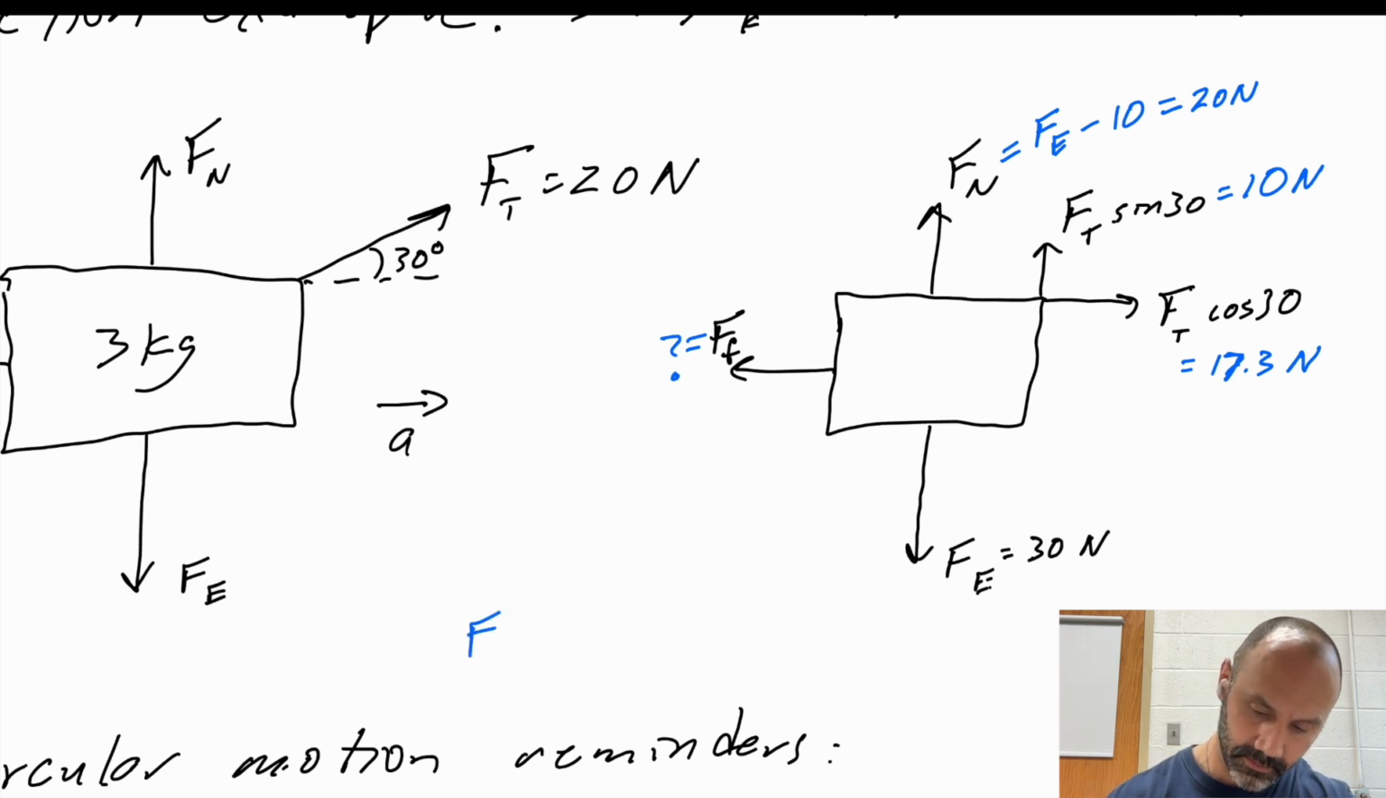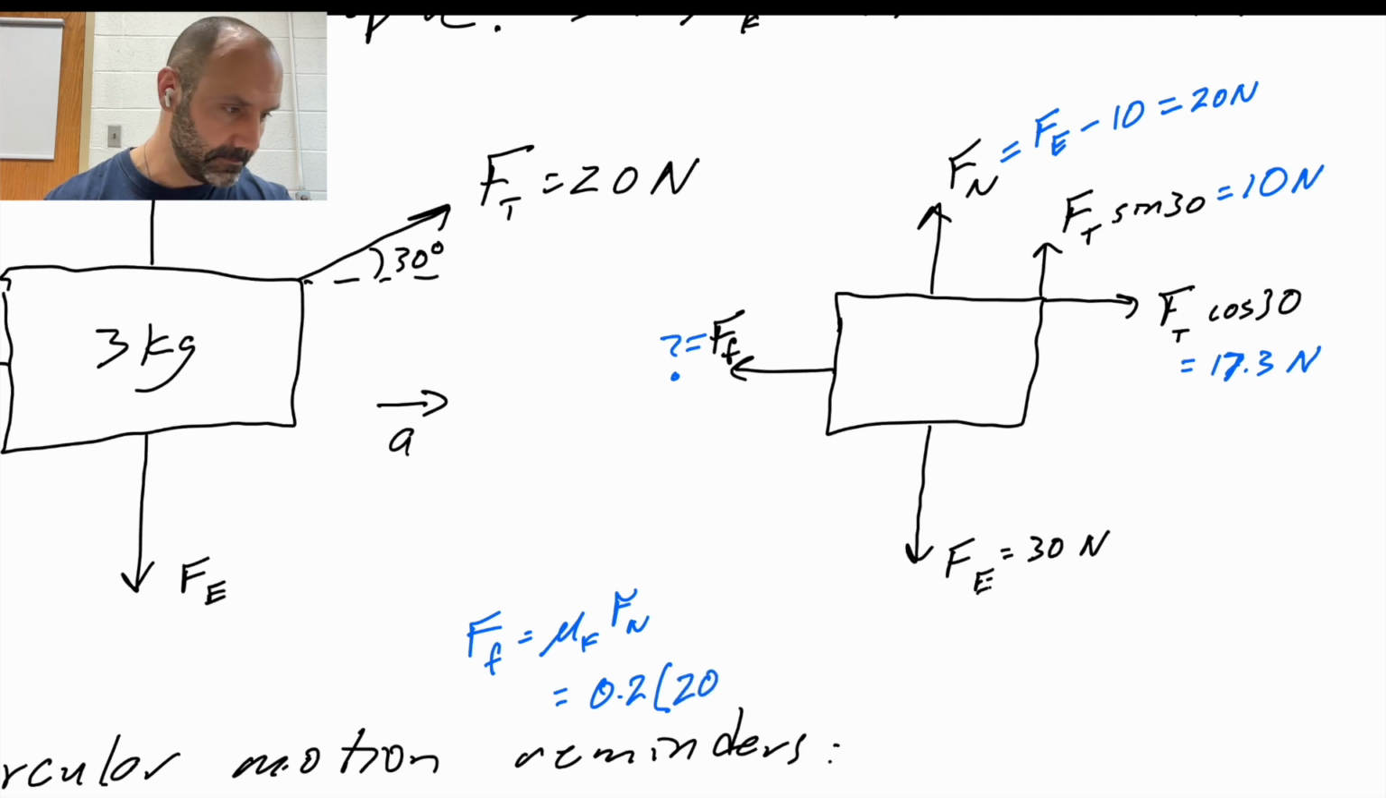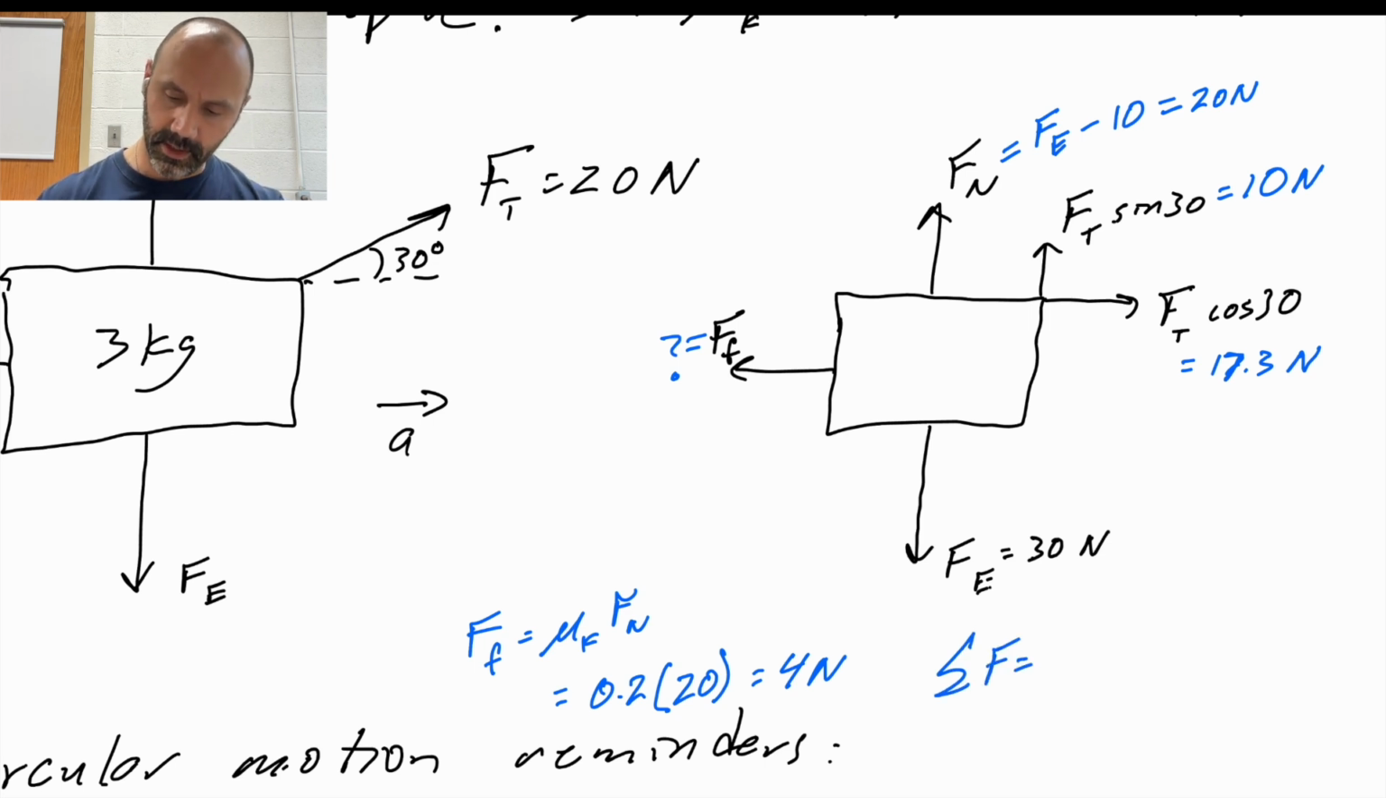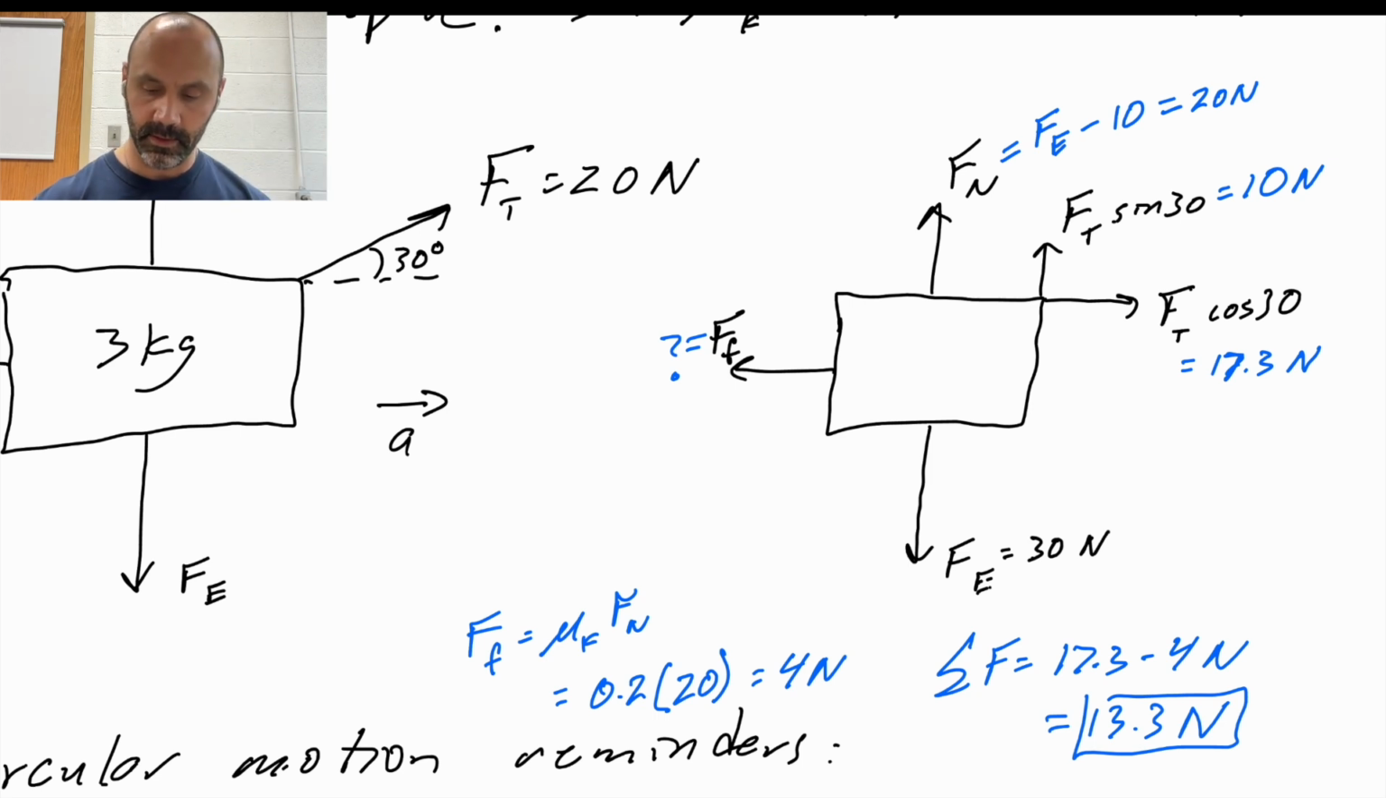So the friction force is mu k times Fn, which is going to be 0.2 times 20. So that's going to be 4 newtons. Okay, the net force then, it's supposed to be a sigma. So sigma F equals 17.3, right? That's this, minus 4 newtons. So it's 13.3 newtons horizontally. There's no vertical net force. It's in equilibrium that way.